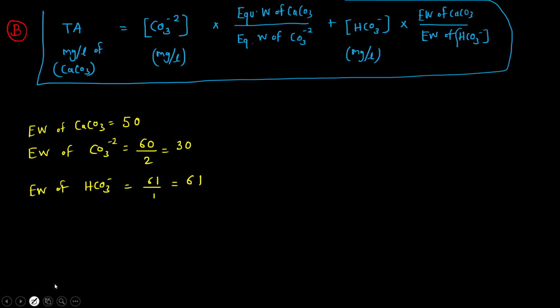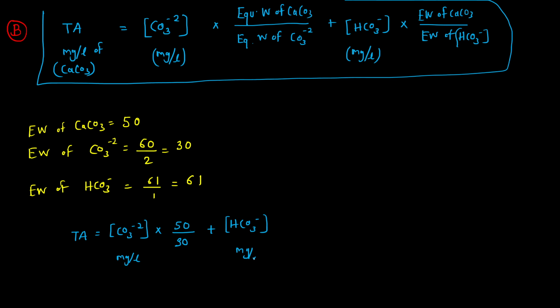Substitute all these in the first equation. So total alkalinity will be equal to CO3 minus 2 in terms of mg per liter multiplied by 50 divided by the equivalent weight of carbonate ion, which is 30, plus bicarbonate ion concentration into equivalent weight of calcium carbonate, 50, divided by 61. So the final value we will also get in terms of mg per liter.